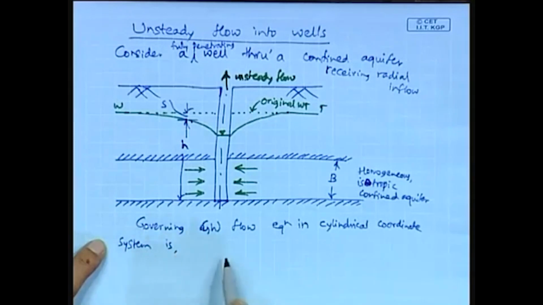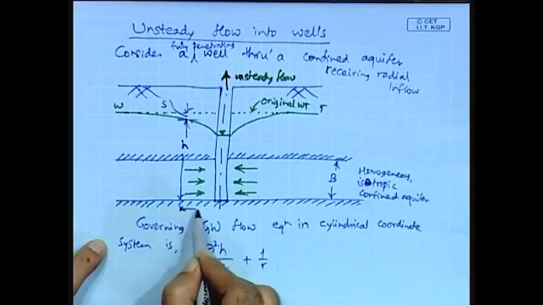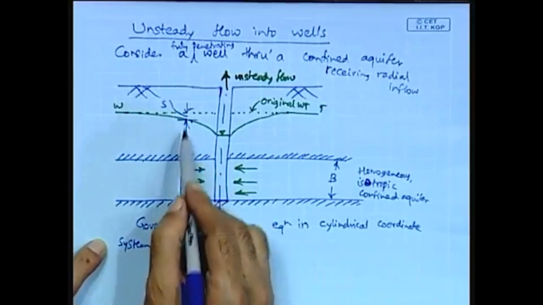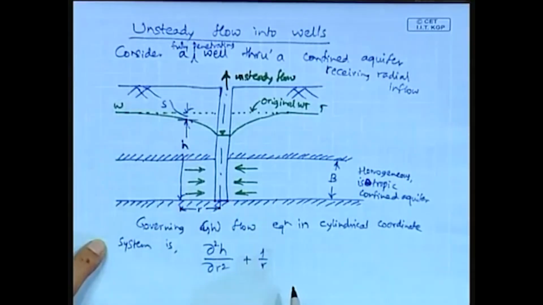d square h by dr square plus 1 by r into dh by dr. So, this is the radial distance r, where the head is h and the drawdown is s.